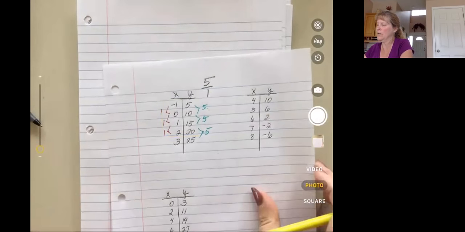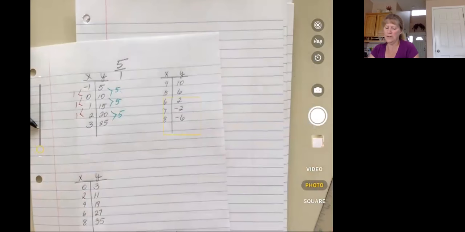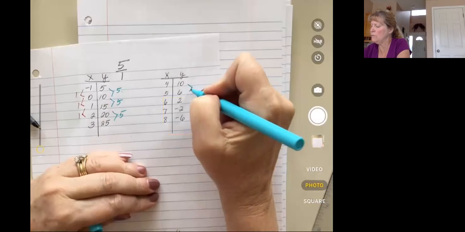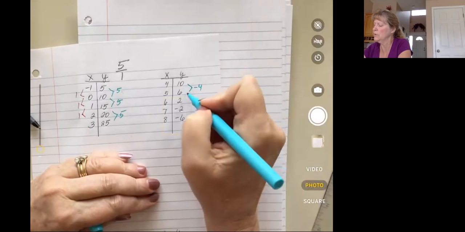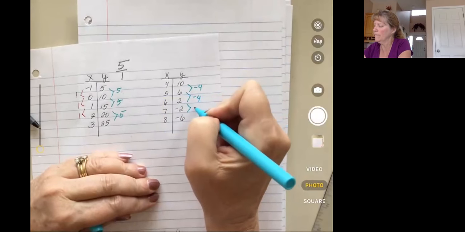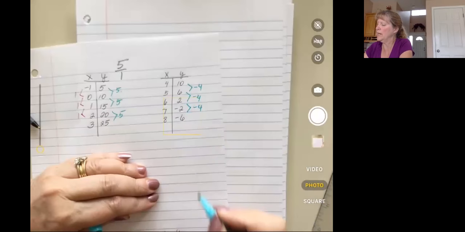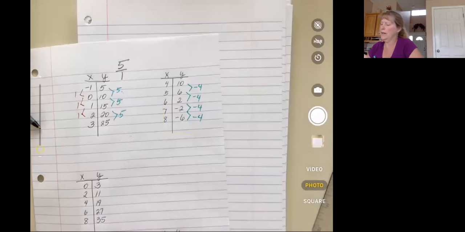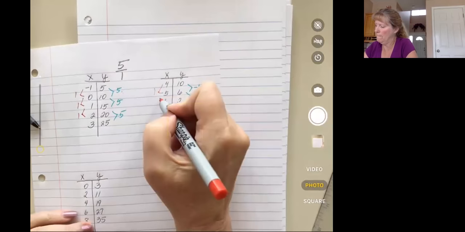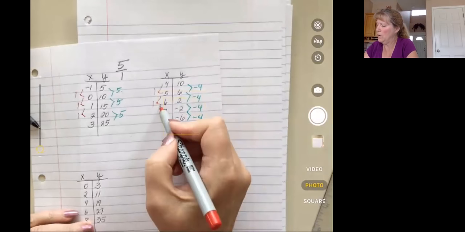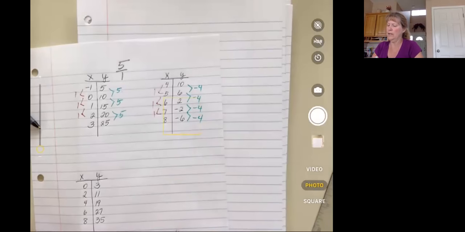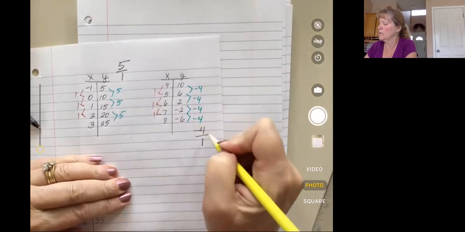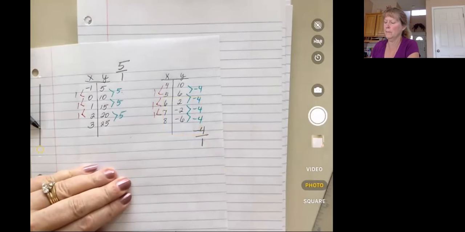Here's another one. If I look at this one, it's not rising, it's sinking. From 10 to 6, it goes down 4. From 6 to 2, it goes down 4. 2 to -2, it goes down 4. -2 to -6, it goes down 4. And on this side, it's going up by 1. From 6 to 7, it goes up by 1. And 7 to 8, it goes up by 1. So the slope is -4/1. It goes down 4 for every 1 it goes over.